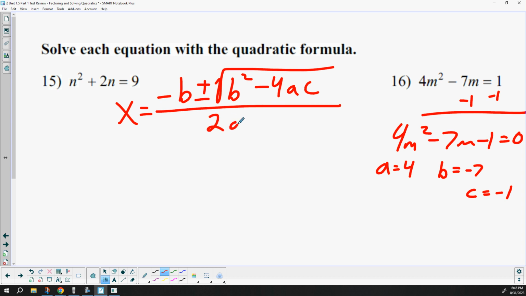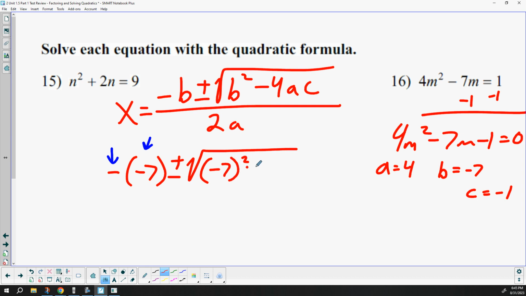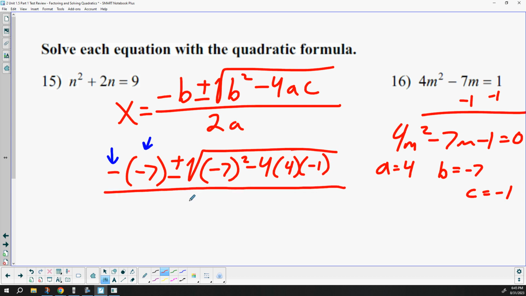So negative b, so negative 7, 2 negatives, plus minus root. Remember, that is part of the formula. That does not go away. You're substituting the b, which is negative 7. Parentheses, negative 7 squared minus 4, parentheses, a is 4, c is negative 1, parentheses, all over 2 times a, which is 4.